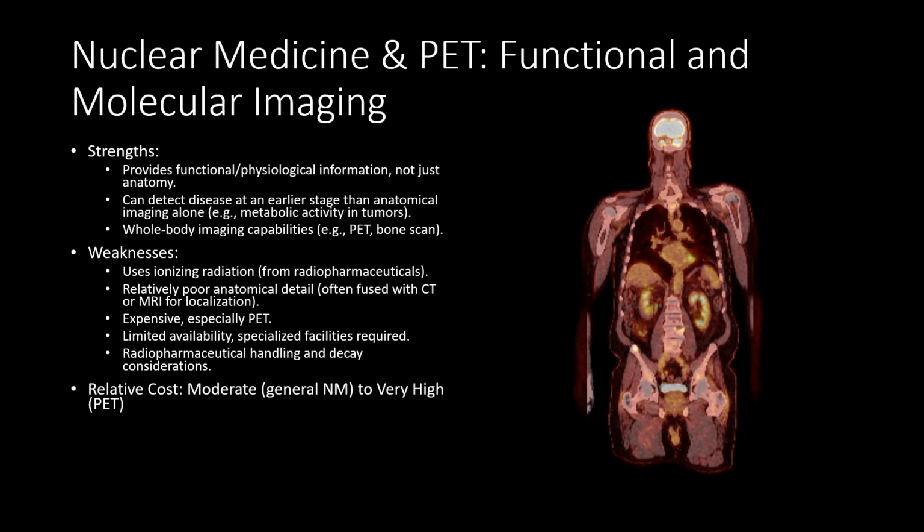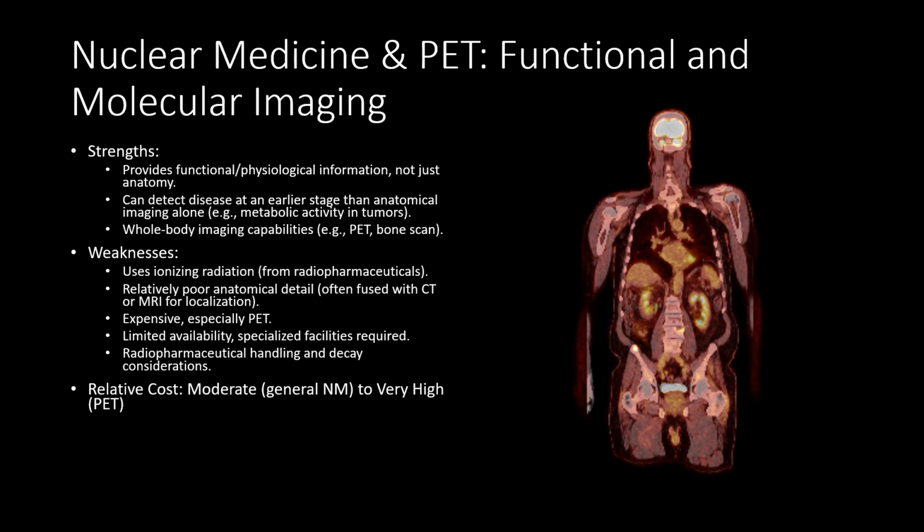So what are some of its strengths? Well, its strengths are that it provides some degree of functional and physiological information. So it's not just looking at the underlying anatomy, but it's actually mapping metabolic function or certain cell types to the underlying anatomy. And so we can, in certain instances, detect things at an earlier stage than just imaging alone. And we often are able to image the whole body.